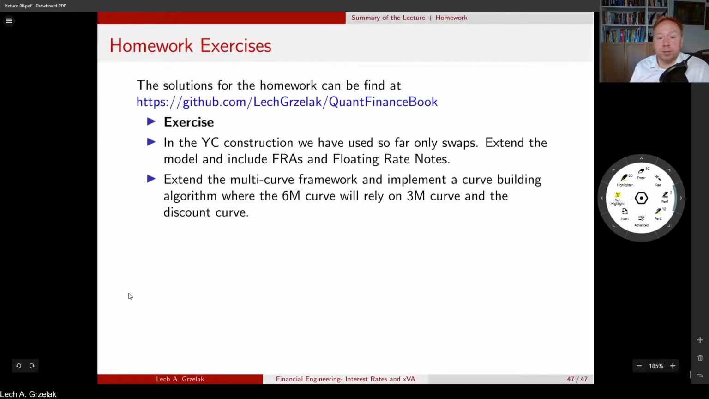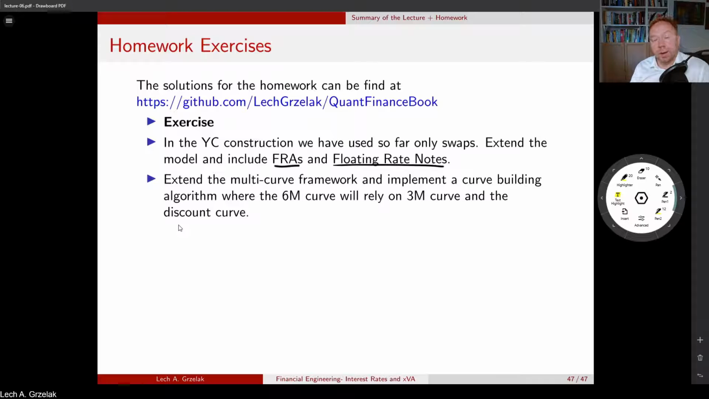Homework is very much based on implementation. So we have two tasks. The first task is to extend the existing code for building of a curve and introduce additional instruments. In the code that I have presented, we focused only on swaps. Your task will be to also include FRAs and floating grid nodes.